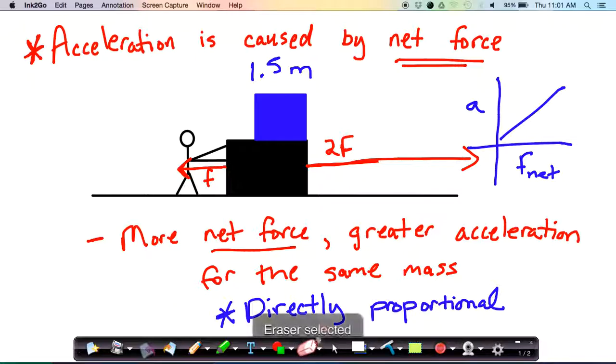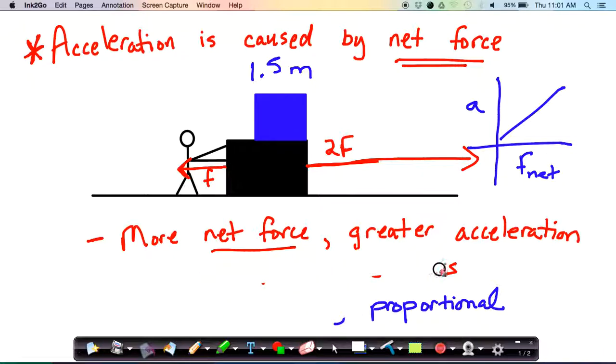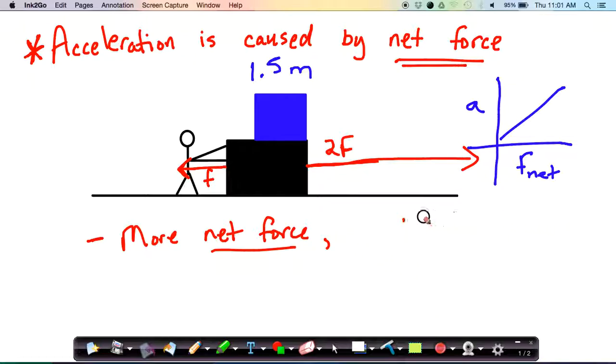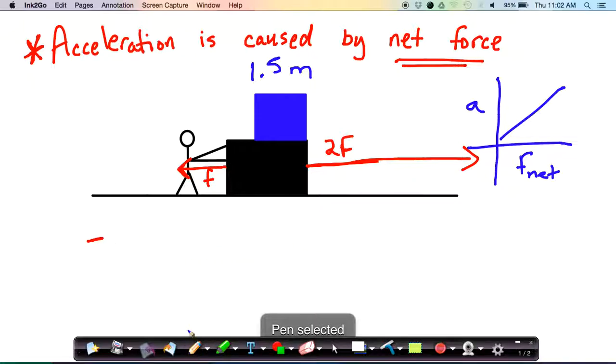And the answer is no. We're actually going to accelerate at a lower rate if we apply the same net force to a larger mass. So this is the other factor that we have to consider when we're looking at acceleration, is mass. To put this in a similar statement to what we had previously for net force, we would see that with more mass, we're going to get a lesser acceleration for the same net force.